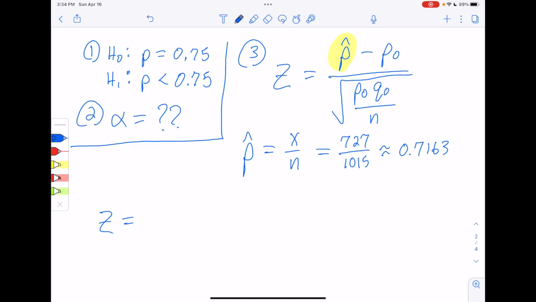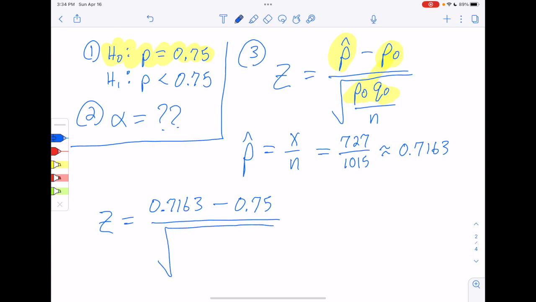So z is equal to p hat, that's 0.7163 that we just calculated, minus p0, where p0 is the value that was claimed in H0. There's our H0, so p0 is 0.75. And then very important when you go down to the denominator to notice that that p0 carries over into the denominator, not the p hat, but the p0. So when we do our square root in the denominator, we don't put the 0.7163, but the 0.75. When we do 1 minus, it's always 1 minus the number we put right here.